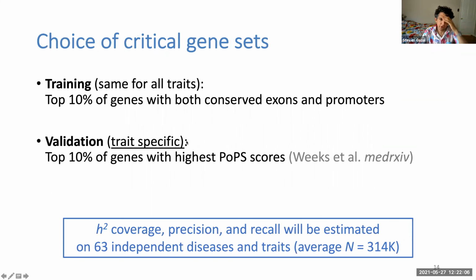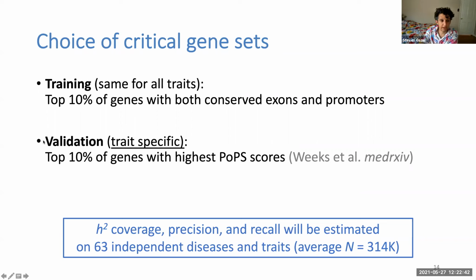Okay, so now I've mentioned that this hypothesis relies on the use of critical gene sets. We use two types of critical gene sets, one to train our method and one to validate it. For training, we use the same gene set for all the traits, and we kept the 10% of genes that have the most conserved exons and promoters. So we're just saying that the genes for which exons and promoters are conserved across species are very important, and this is true for all the traits.